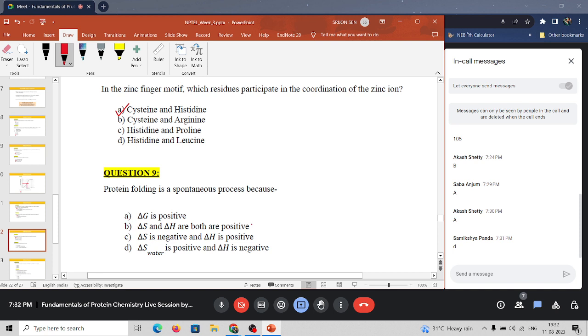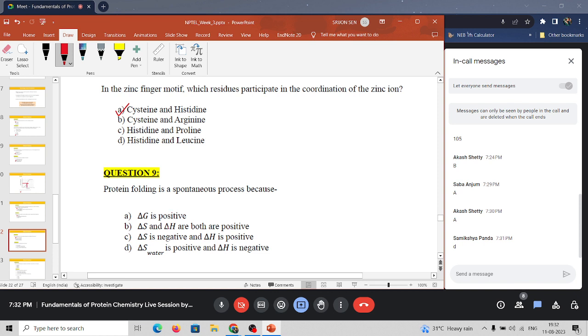Delta S and delta H are both positive. If your delta S is positive and your delta H is also positive, they can cancel out, so there is no information about the protein folding. They cannot both be positive at the same time. Now if delta S is positive, that is true, and your delta H has to be negative. In the C case, delta S is negative, that is wrong. Then the entire T delta S term becomes positive and delta G shifts towards the positive, making it non-spontaneous.